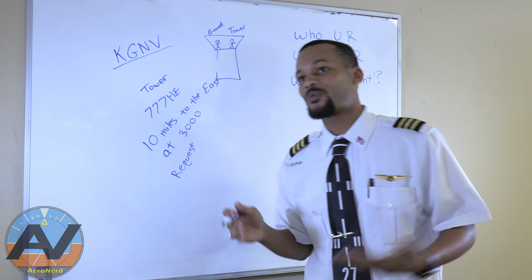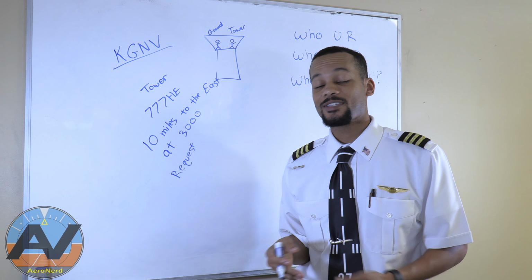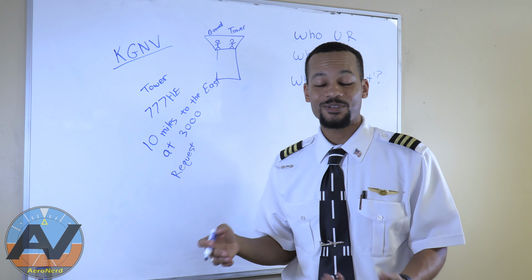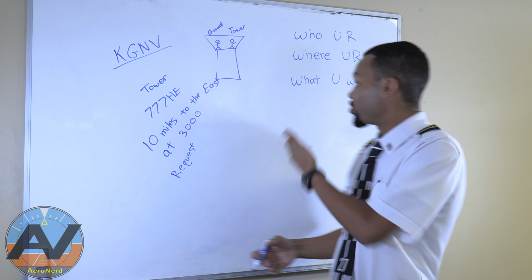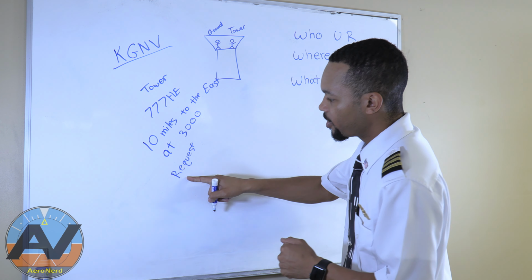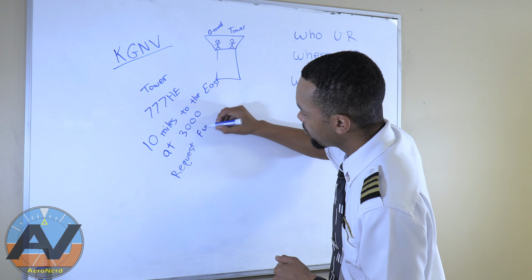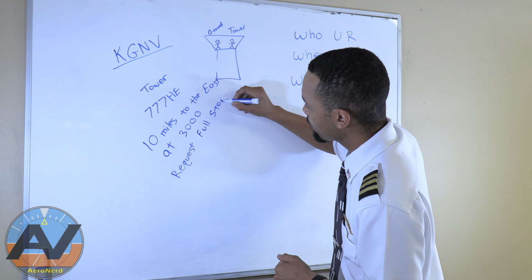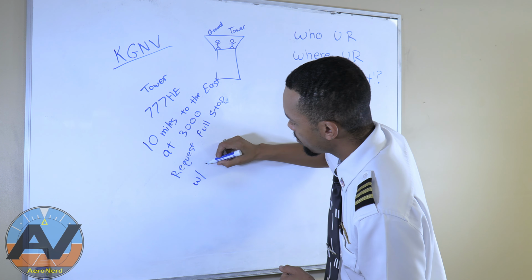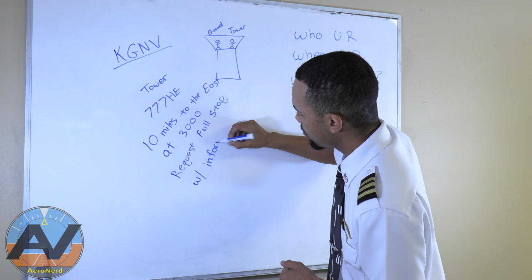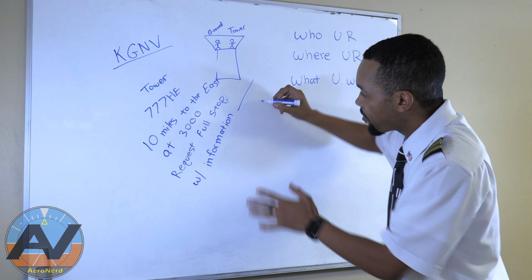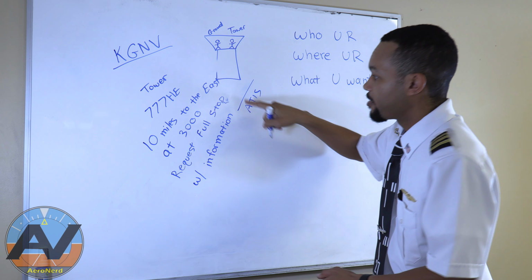Now there are multiple ways that you can say request landing. You can say request landing, you can request a full stop, you can request traffic pattern. There are many things that they want to know what you want. So in this case, let's request a full stop landing. So let's say request full stop, with information, whatever ATIS information that they had at the time.